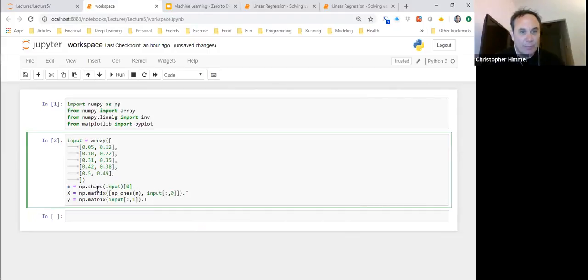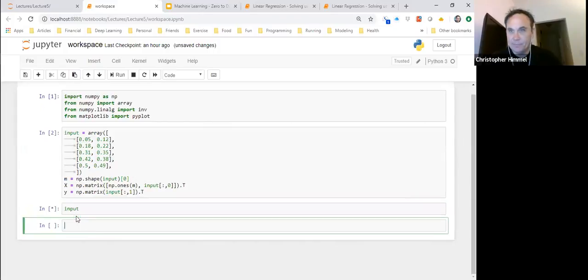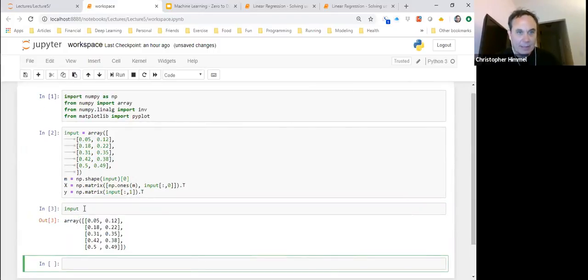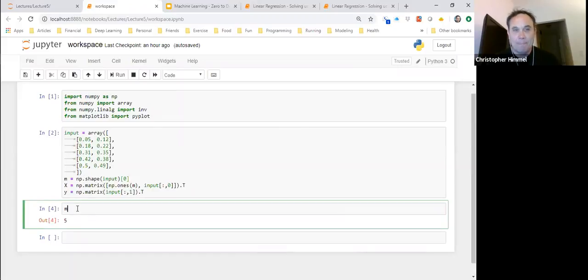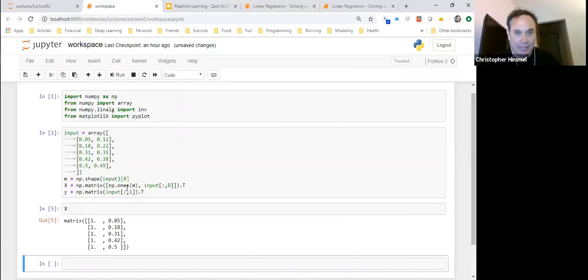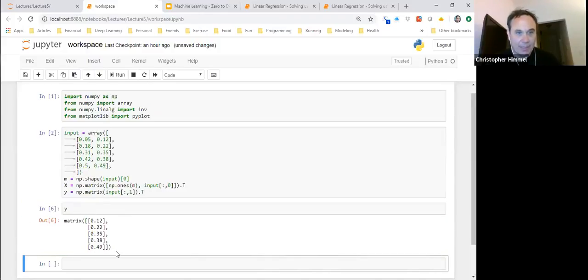Okay, so I can go ahead and just kind of show you what all these are. Let's first look at what input is. Input is just that array. So now what is M? Okay, M is just 5. It's the shape of the input 0, so it's how long this is. It's five rows is what M gives you. And it's just one number. Then I am adding ones to my X, adding a 1 to the beginning of each X, and transposing it so that it's vertical like this. And my Y is the second row, and it's vertical.